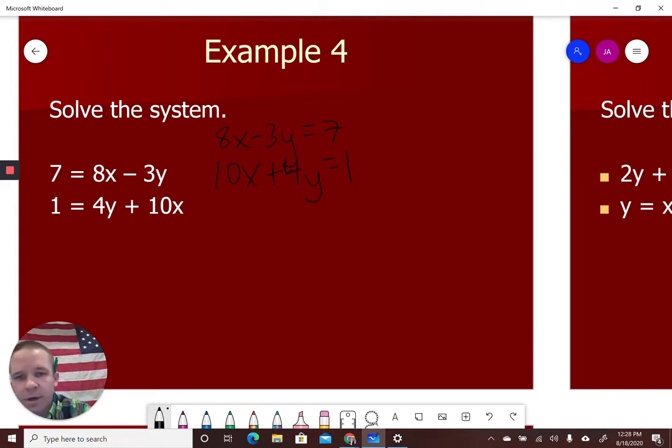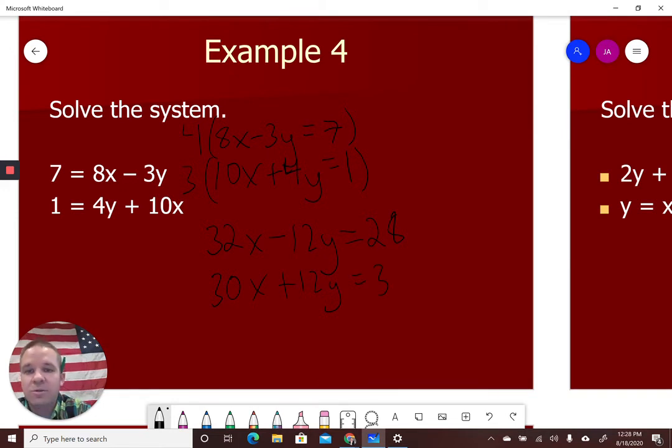All right. So what do I need to do in order to get my y's to cancel? What's my least common multiple? For 3 and 4, that would be 12. Well, how am I going to get 3 to be 12? I'm going to multiply all this by 4. And this one I'm going to multiply by 3. All right? Cool. So 4 times 8 is going to be 32x minus 12y equals 28. And then I'm going to have 30x plus 12y equals 3.